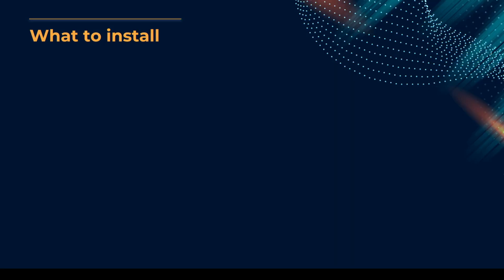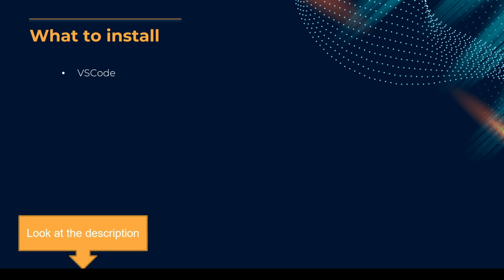In this video, I'm going to show you all of the different applications that you need to download and install on your machine before you can continue with the course. The first application you're going to need is a code editor. I recommend using Visual Studio Code, and I'll put the link where you can download and install this application on your machine in the description of the video.